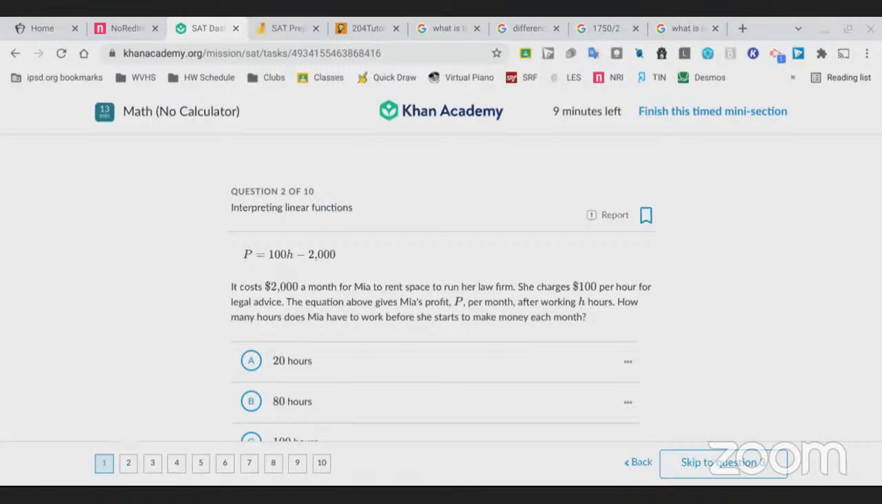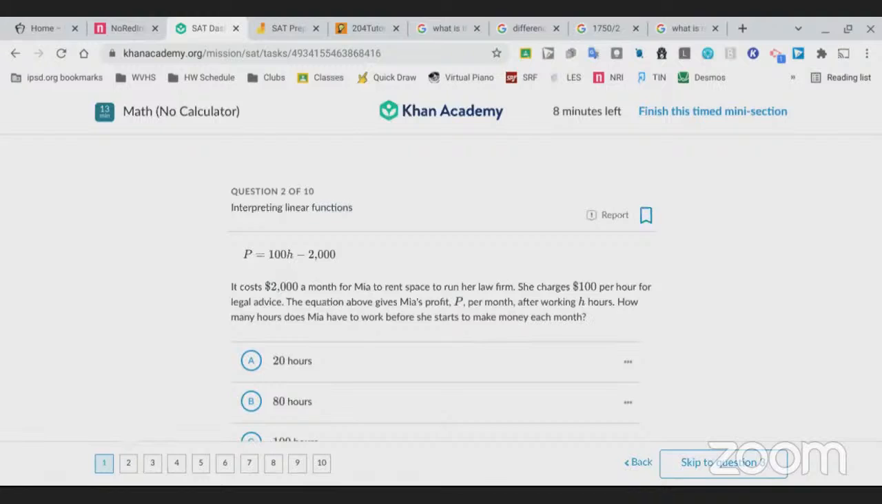Because look at how it's worded: how many hours does she have to work before she starts to make money each month? She has to work until she breaks even. That's when it's 0, and then she'll make money after that. So you really need to put 0 in for P. But if you put 1 in, you would just be off by 1, and you'd be able to figure it out.